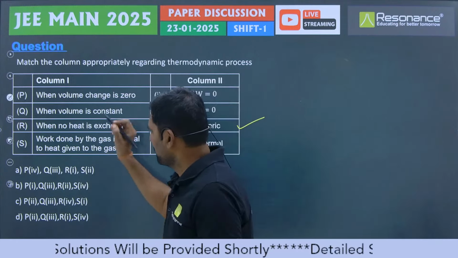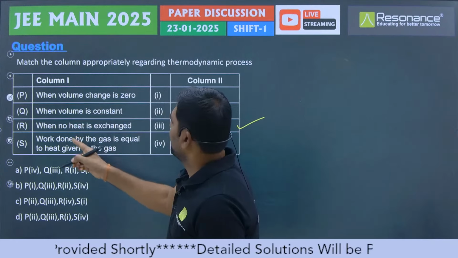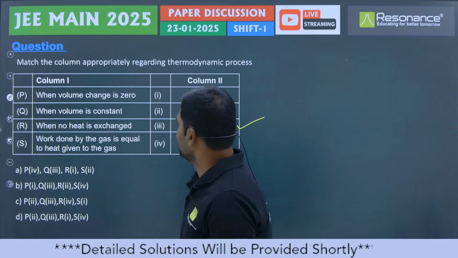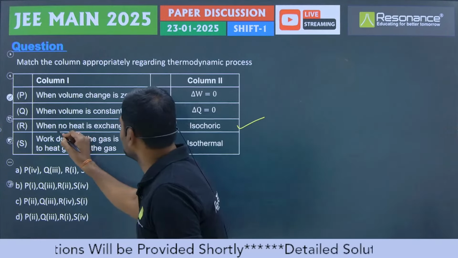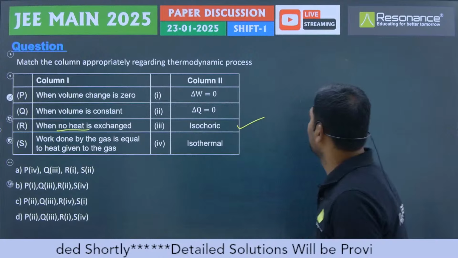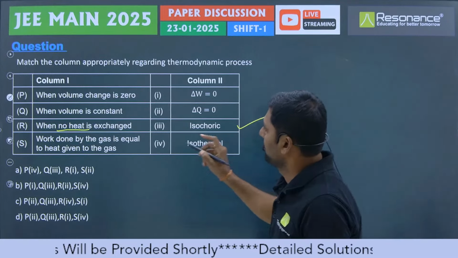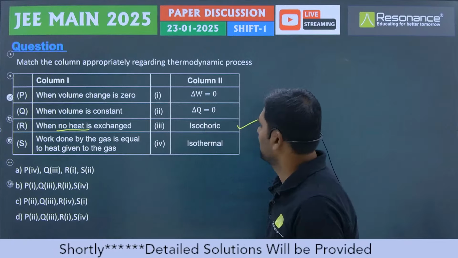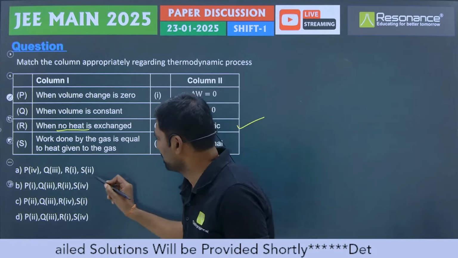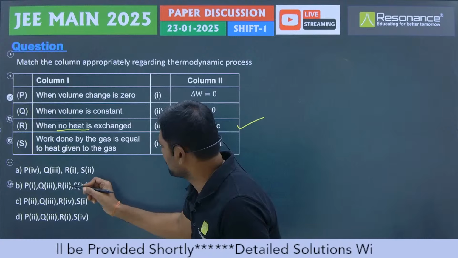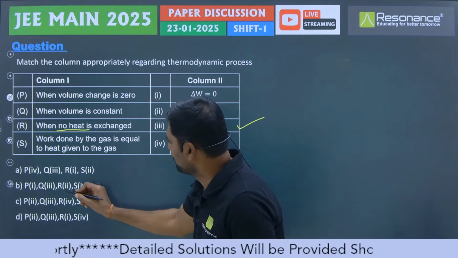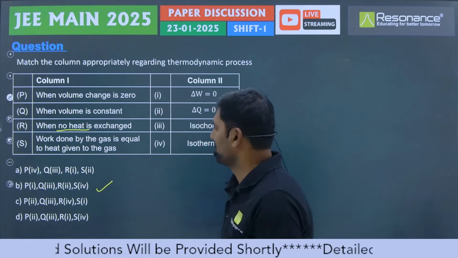Next. When heat is exchanged, but here no heat is exchanged, it means delta Q equal to 0, it is an adiabatic process. Then R, what can you get? 2. So Q3, R2. So which option is matching? That's only B. This answer we got.